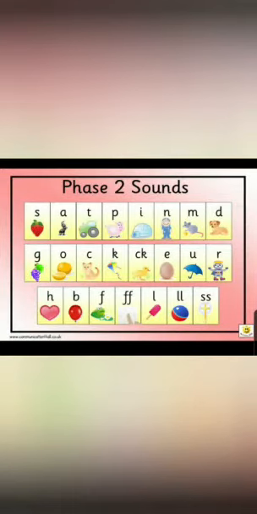Right, let's start off by going through our phase 2 sounds. I will say it and you repeat after me. S, a, t, p, i, n, d, g, o, k, e, u, r, h, b.